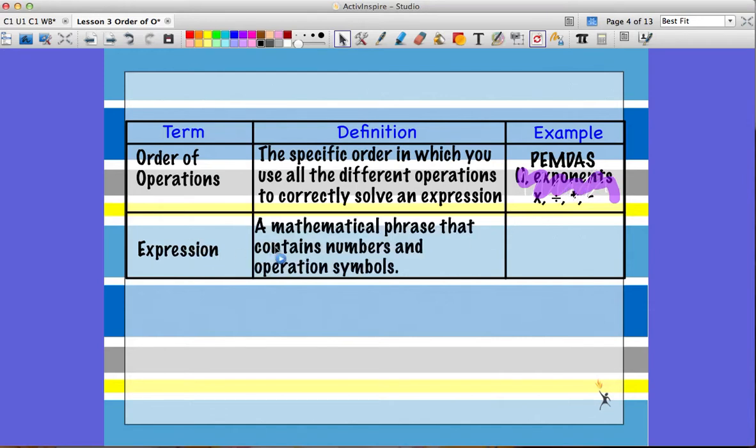An expression is a mathematical phrase that contains numbers and operation symbols. So 15 times 3 plus 12 would be an example of an expression. Now remember, expressions also don't have equal signs. This is a good thing to start remembering, as it will come up later on in a different chapter.